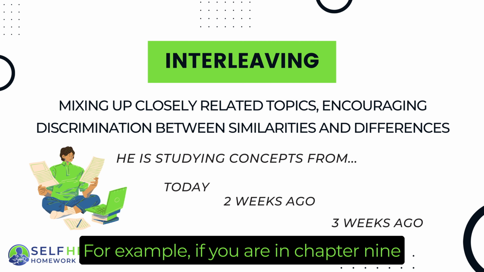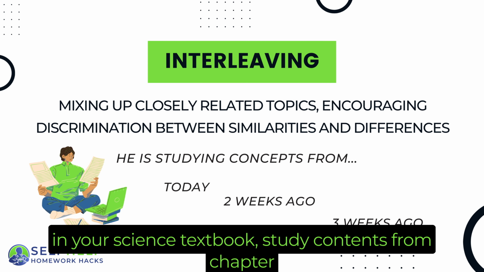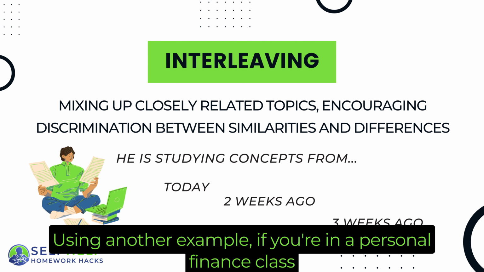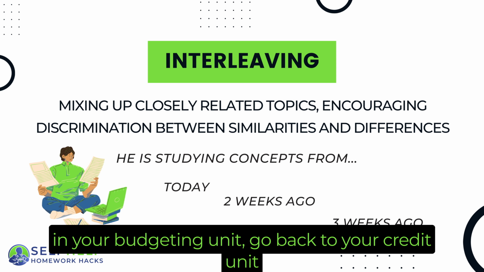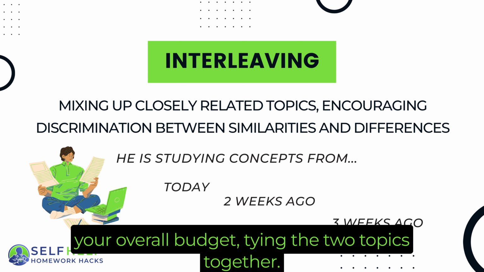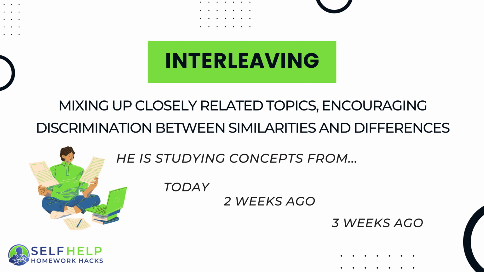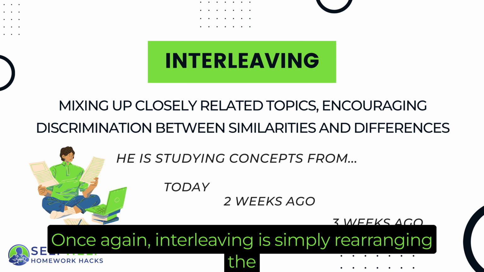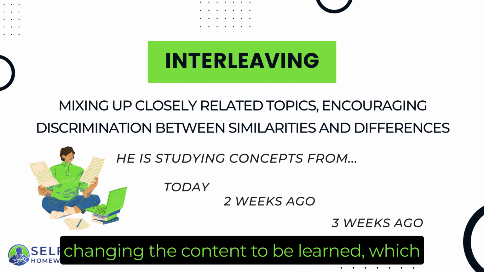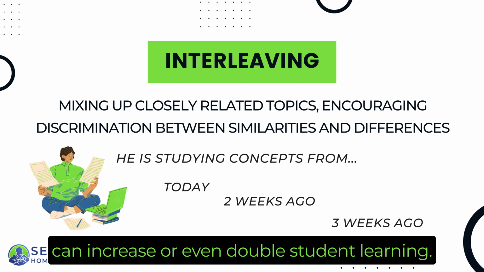For example, if you are in Chapter 9 in your science textbook, study contents from Chapter 9, then Chapter 4, then Chapter 6. Using another example, if you're in a personal finance class in your budgeting unit, go back to your credit unit and see how borrowing money for a car relates to your overall budget, tying the 2 topics together. Once again, interleaving is simply rearranging the order of retrieval opportunities during spacing without changing the content to be learned, which can increase or even double student learning.